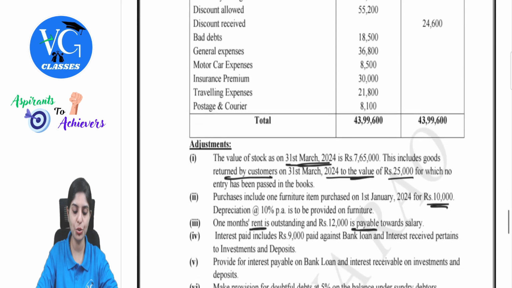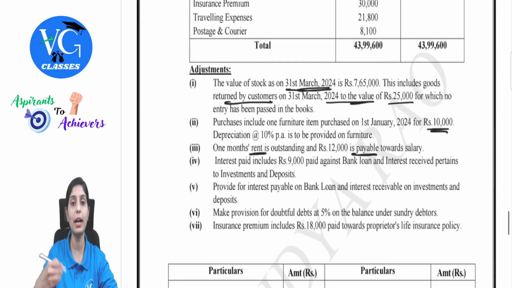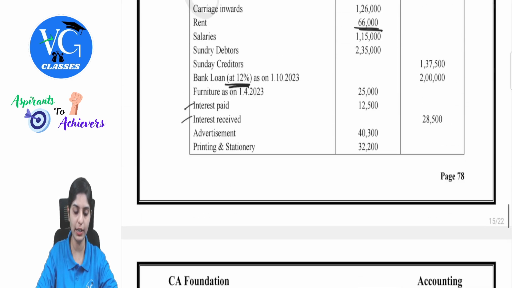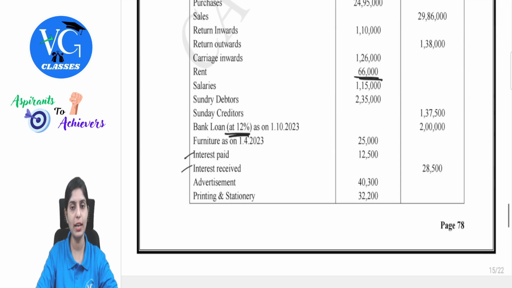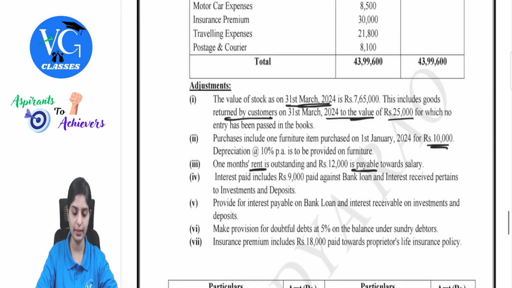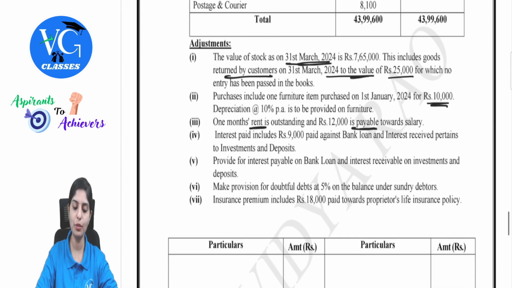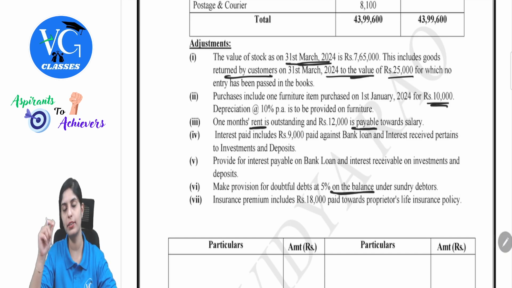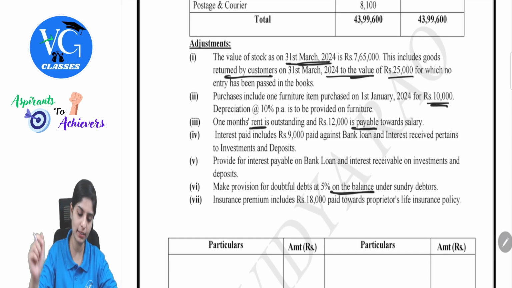So using this, what should we do? We have to compare with what amount has already been recorded. There could be differences where they would not have recorded at all. So that needs to be considered. Yes. Next, make provision for doubtful debts at 5% on the balance under sundry debtors. Here you should be careful on the balance because remember from the first point that there will be impact on your debtors balance. Then insurance premium includes 18,000 paid towards proprietor's life insurance policy.